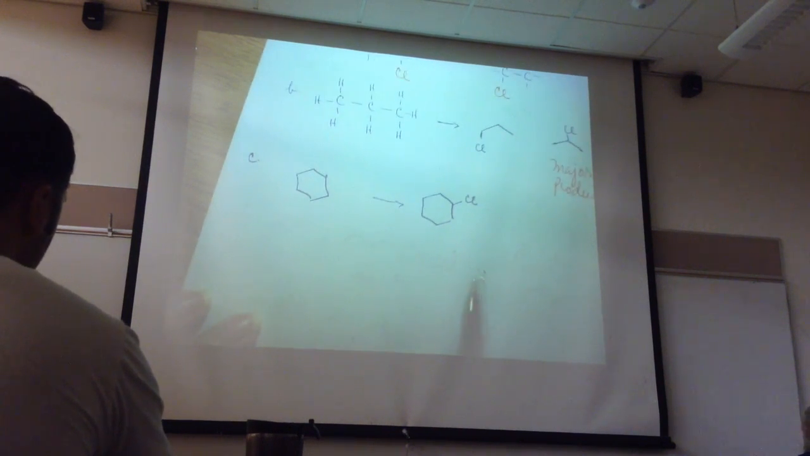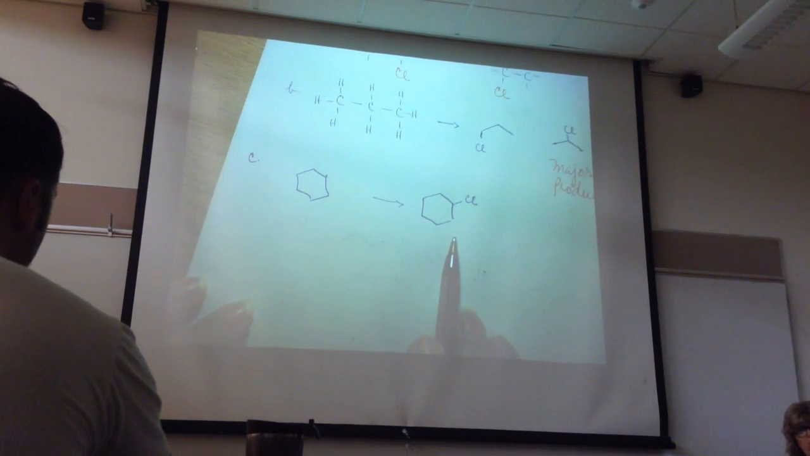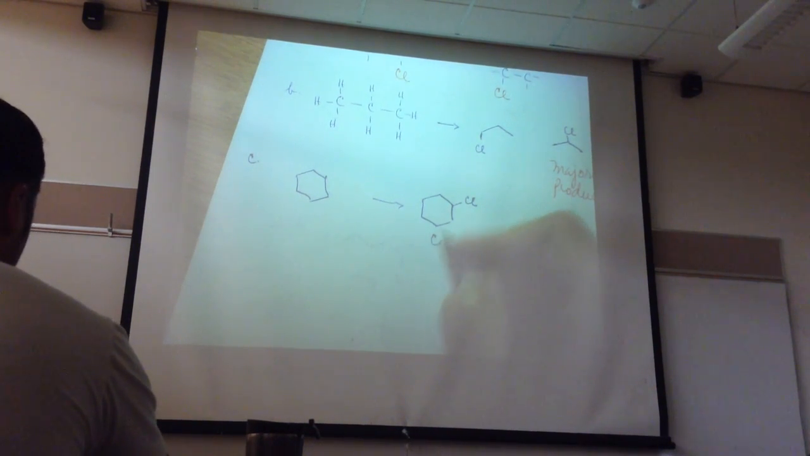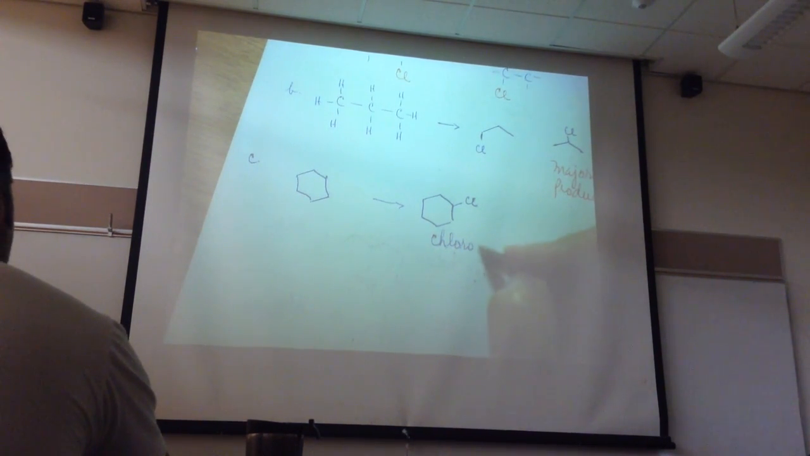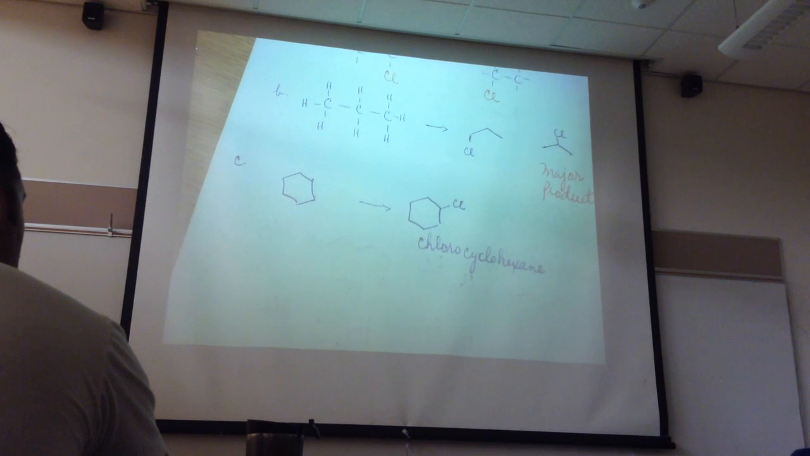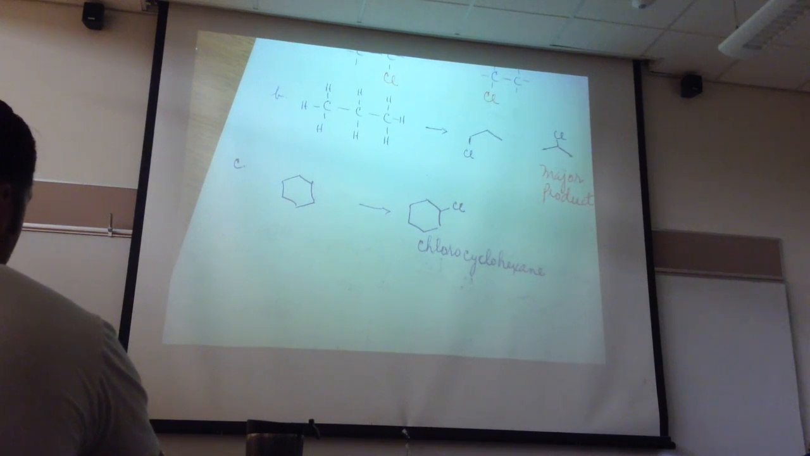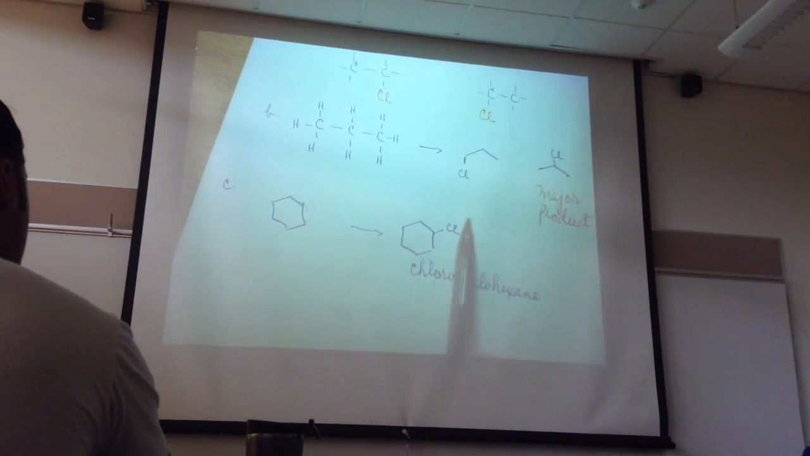And the name for this will be called what? What would this guy be called? Chlorocyclohexane. This guy will just be called chlorocyclohexane. Do not put the one in front. It is seen as wrong, because it doesn't matter where you're putting the chlorine, that will be your carbon number 1. Very different to the one above.